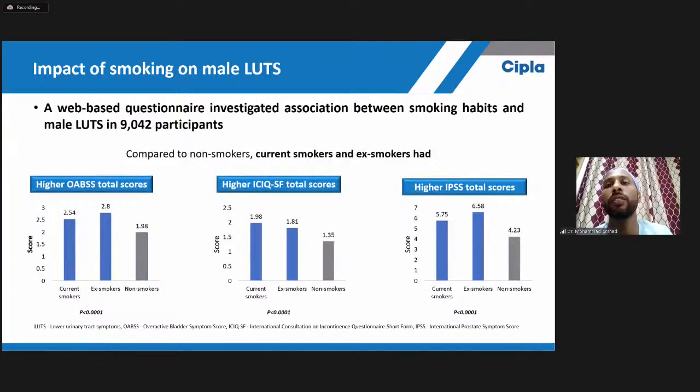You can change the slide now. Vijayji, you can change the slide.